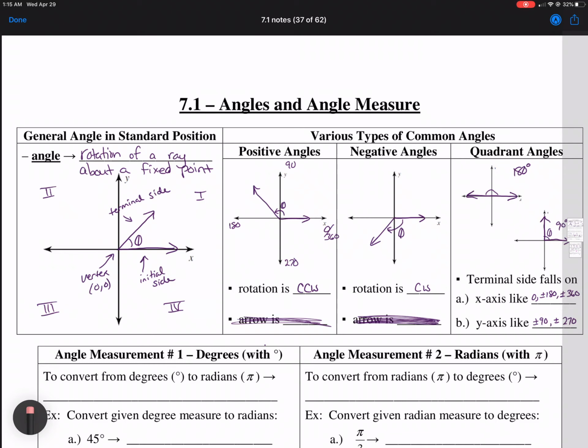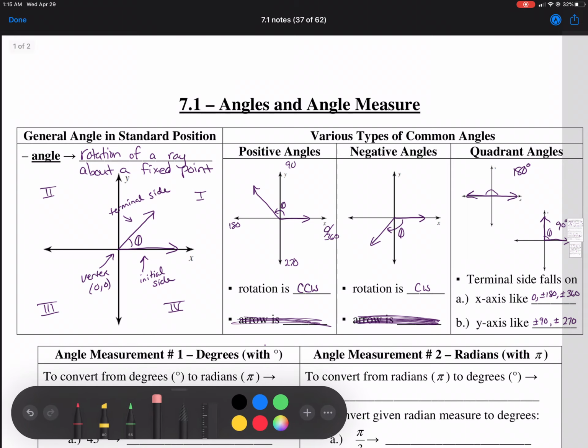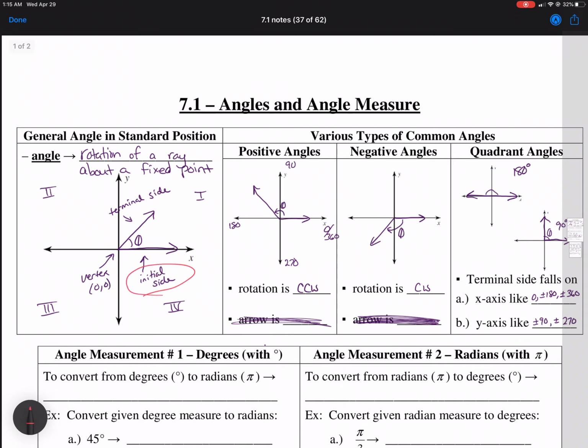So we are moving ahead to 7.1, angles and angle measurement. For this, we want to look at a general angle in standard position. And we know that an angle is a rotation of a ray about a fixed point. So when an angle is in standard position, the initial side is at the positive x-axis. The terminal side is the other ray that points outward within the quadrant.